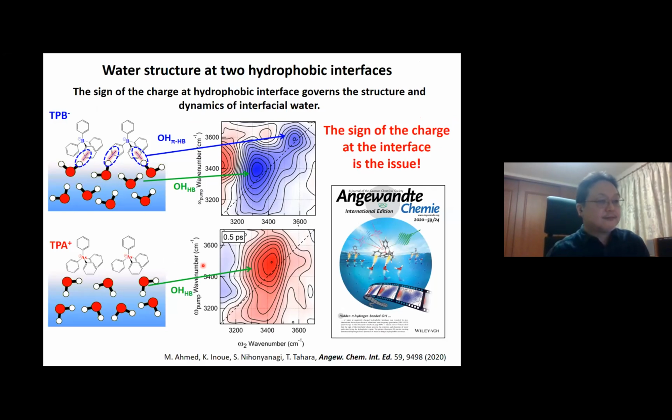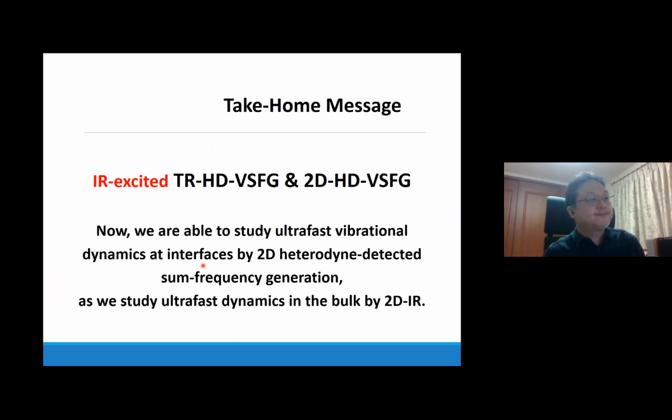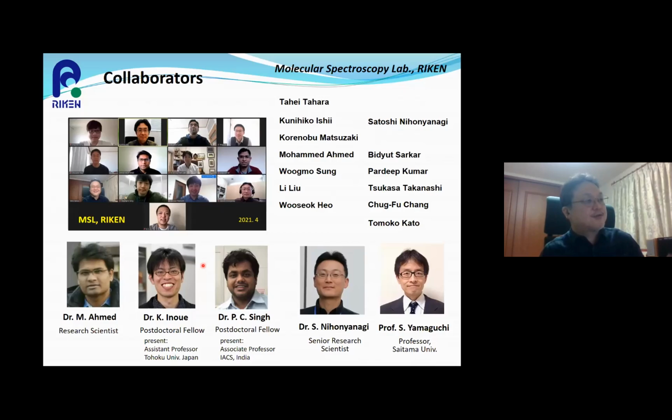Right, so this is a take-home message. This is a summary of what we have done with the 2D heterodyne VSFG. Infrared excited time resolved heterodyne VSFG and 2D heterodyne VSFG enable us to study ultrafast vibrational dynamics at the interface, as we study ultrafast dynamics in the bulk by 2D IR.